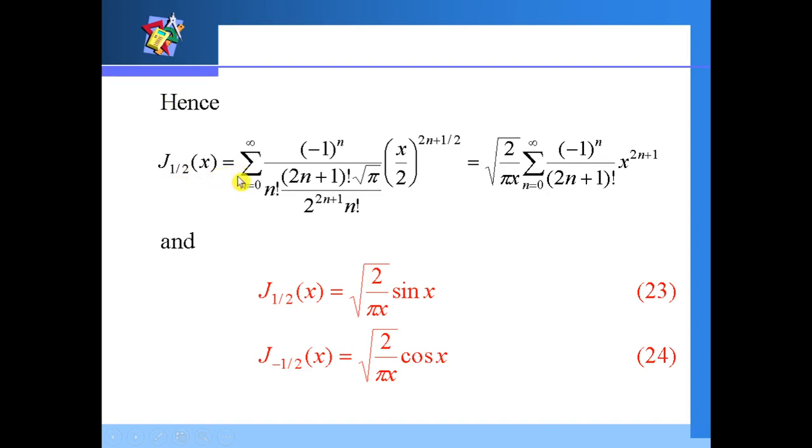Hence J_1/2 of x is equal to the summation from n is equal to 0 to infinity of minus 1 to the power n over (2n plus 1) factorial, times (x by 2) to the power 2n plus 1 over 2, which is equal to radical (2 over pi x) times the summation of minus 1 to the power n over (2n plus 1) factorial x to the power 2n plus 1, and J_1/2 of x is equal to radical (2 over pi x) sin x. This equation becomes 23. J minus 1/2 of x is equal to radical (2 over pi x) cos x. Here is the form of the first kind of Bessel functions.